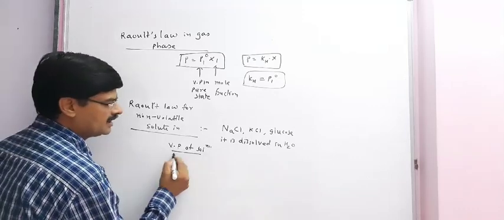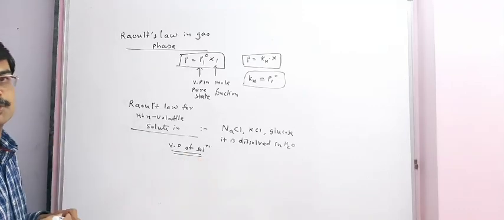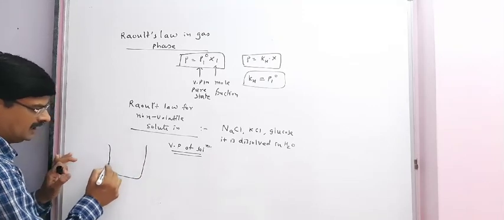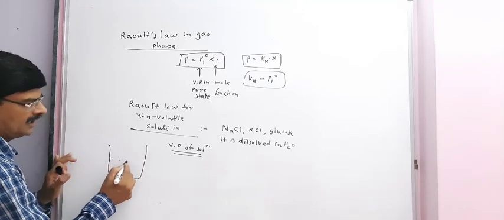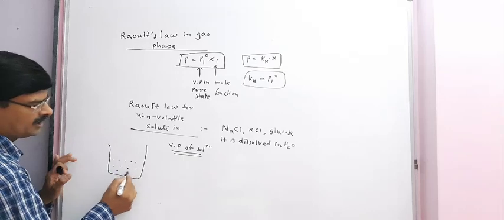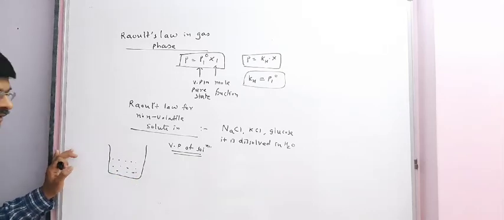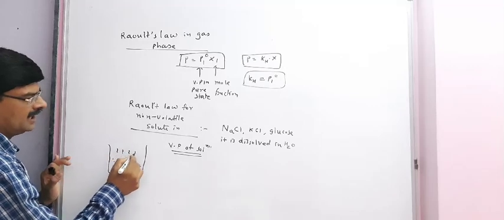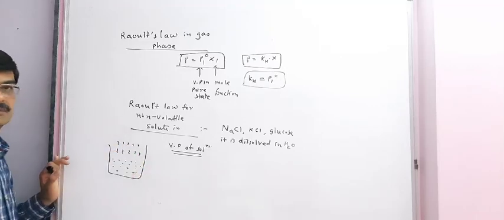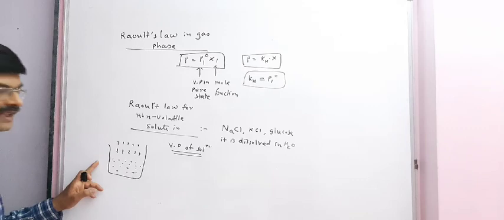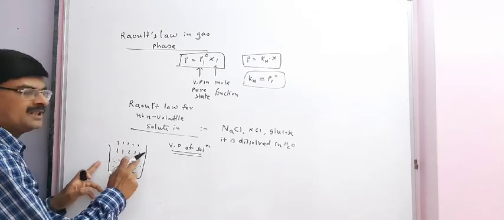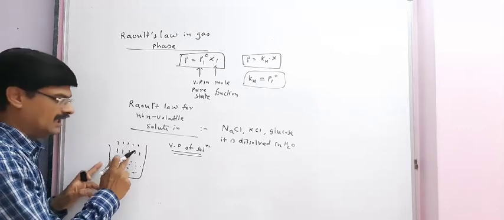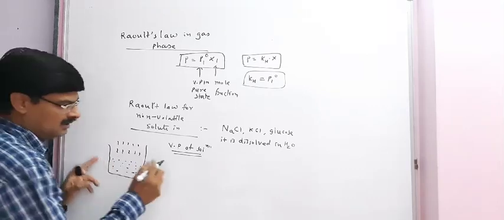Now first we will understand why vapor pressure of solution decreases. Because take a beaker or a vessel in which only water molecules are present first. So only water molecules will be evaporated because there is no any solute present in it. So vapor pressure will be because of only pure solvent molecules, and that will always be more.